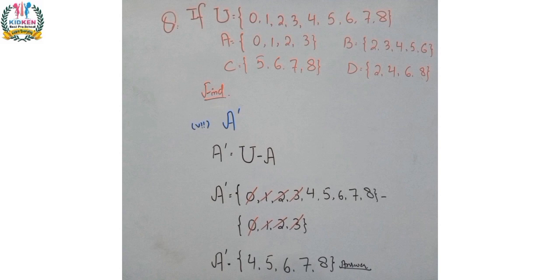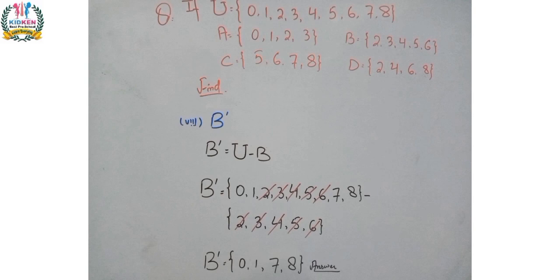So universal has value 0, 1, 2, 3, 4, 5, 6, 7 and 8. And A has value 0, 1, 2, and 3. So simply we can subtract universal to A. So 0, 1, 2, and 3 are subtracted, then the remaining answer is our answer. So remaining values are 4, 5, 6, 7, and 8. So this is the final solution of A complement.